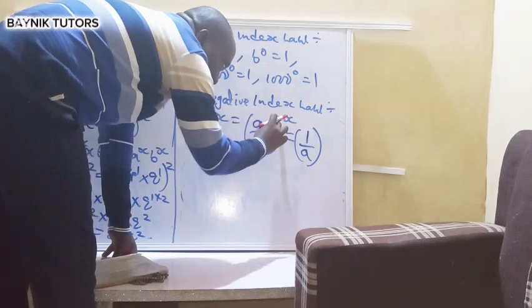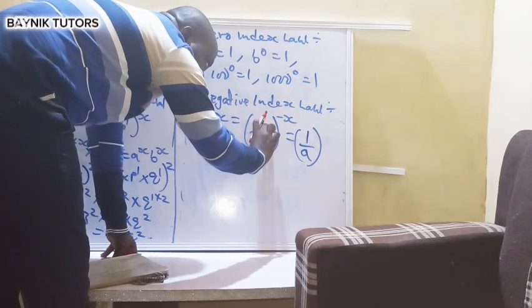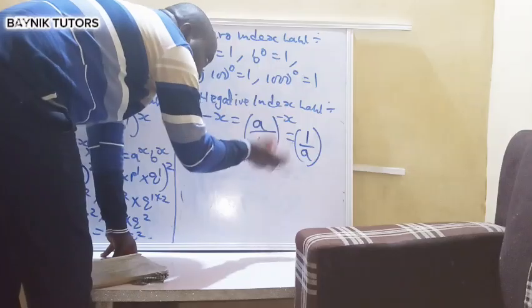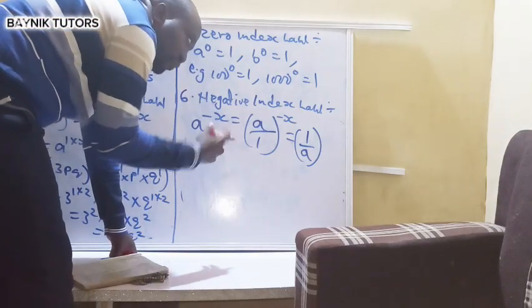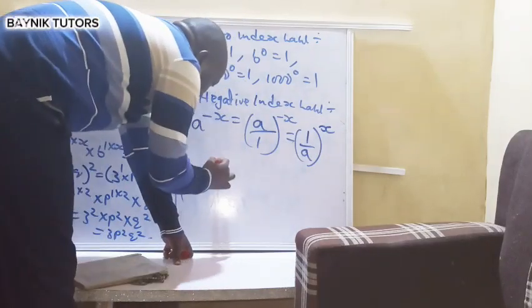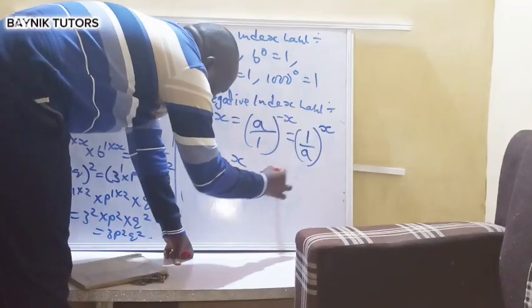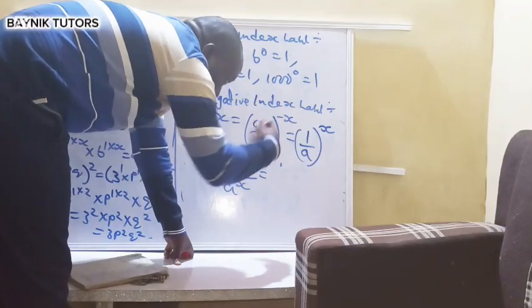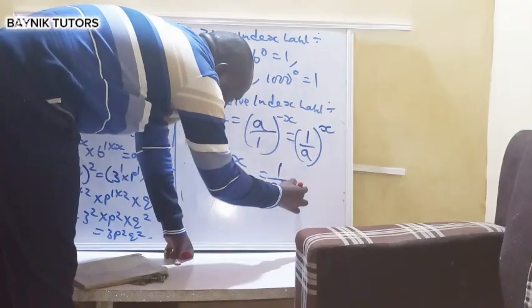Then automatically the negativity of x here is what brings about the fractional base being interchanged, whereby the denominator is interchanged for the numerator. So then the negativity will go away. At the end we have 1 raised to power x over a raised to power x, because 1 raised to power any number is 1. So here will now be 1 over a raised to power x.